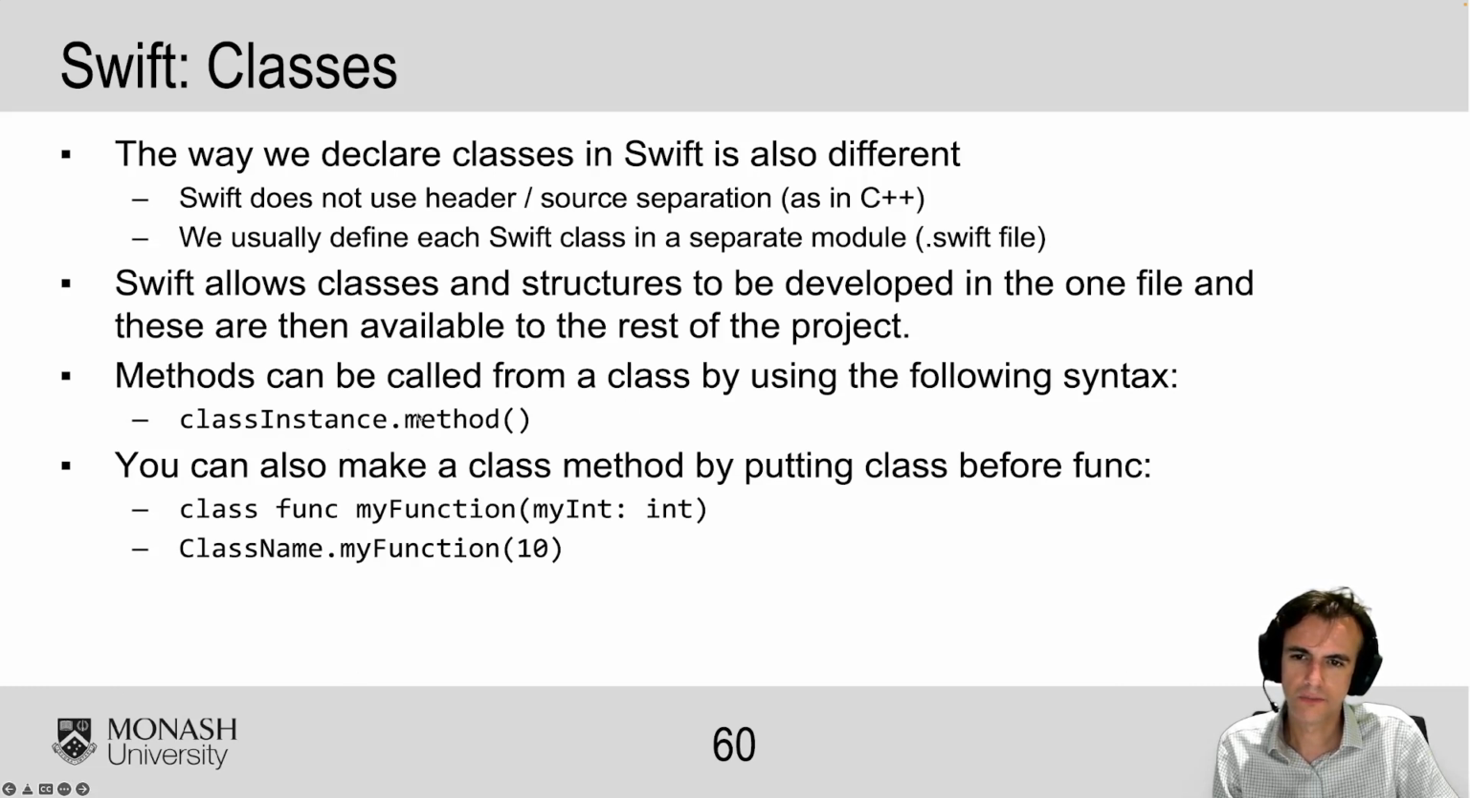Calling a method of a class instance looks very similar to what you would expect. You'll notice there's no semicolons on the end of any line in Swift. It's not required and you shouldn't put it there. And you can also make class methods if you want to by specifying the keyword class before one of these. In that case, instead of giving a variable that contains a class instance, you just give the class name as part of the call to that class method.